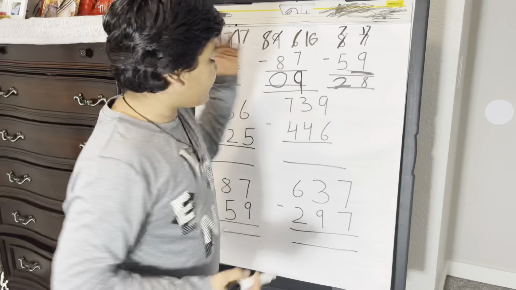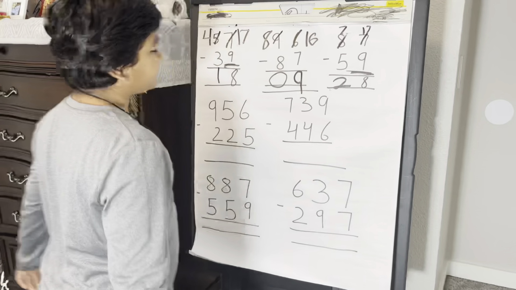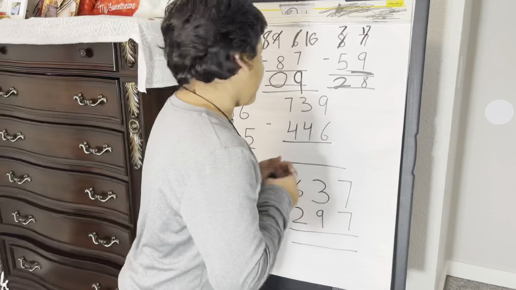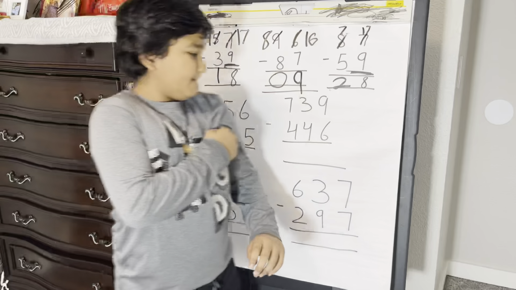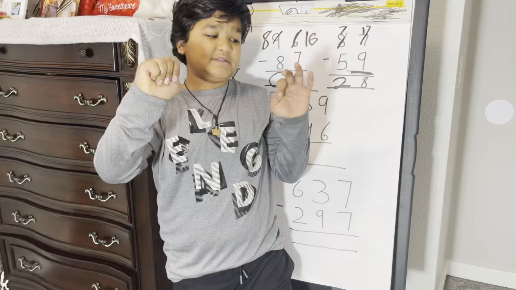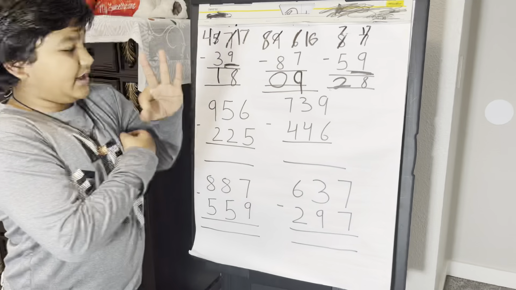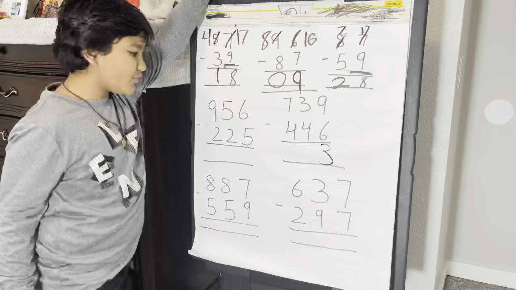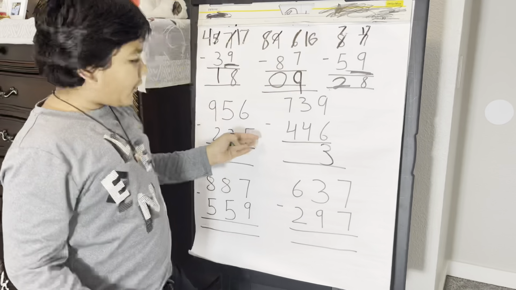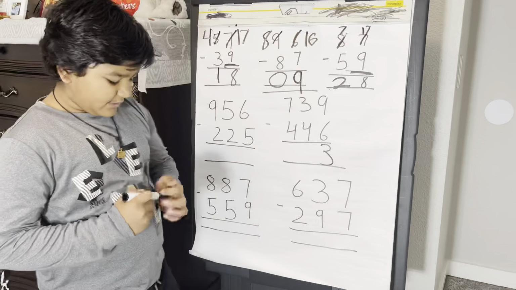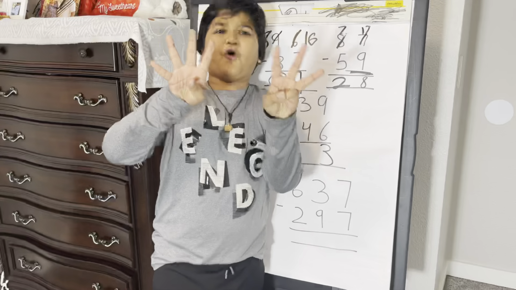739 minus 446. So now, here, yes, we're still going to need to borrow. 9 minus 6. 1, 2, 3, 4, 5, 6. So I only have 3 left. So 9 minus 6 equals 3. And then 3 minus 4. Can't do it. Because if you have 3, you can't take 4 away.